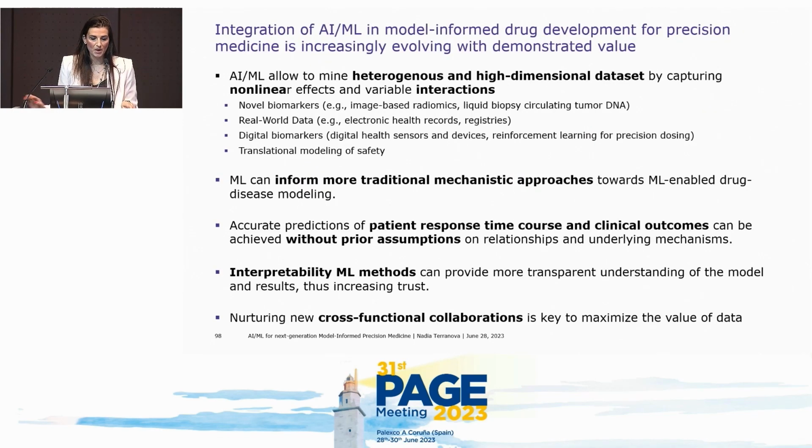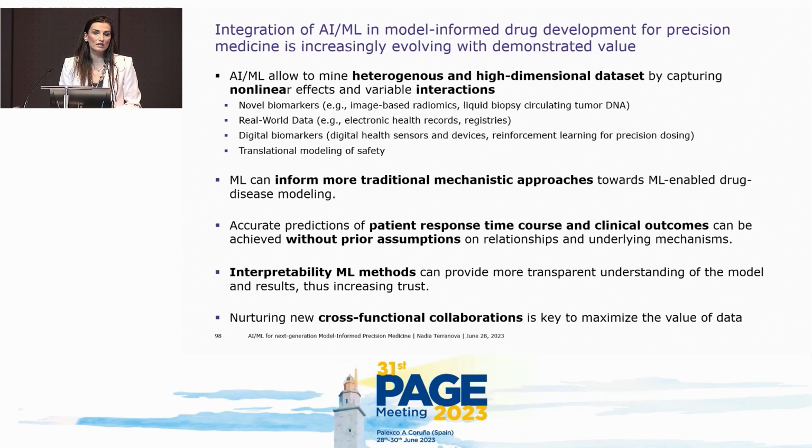So some concluding remarks. I think we have seen how AI and machine learning can be used to advance our field. They allow us to mine heterogeneous, high-dimensional data. There are big opportunities out there to mine and assess novel biomarkers, real-world data, digital biomarkers, and translational safety. Of course, machine learning can complement our techniques and be used to inform more mechanistic modeling, but at the same time, we can use it in certain settings even to model patient time course and clinical outcome where we don't need to bring knowledge about the mechanism or make some assumptions.